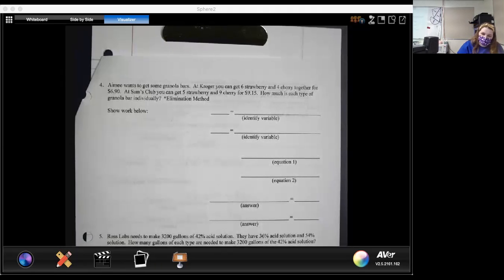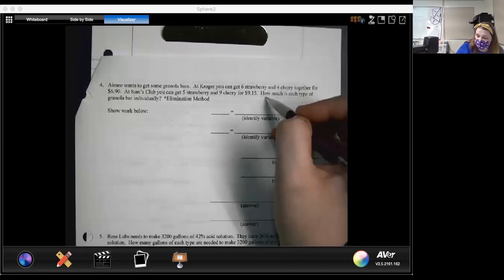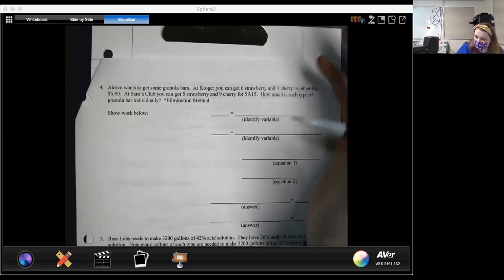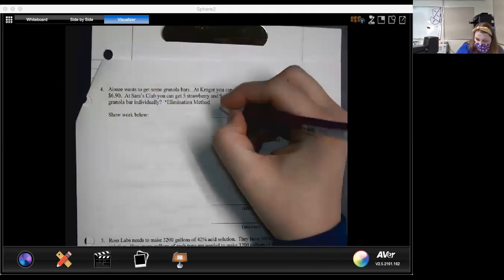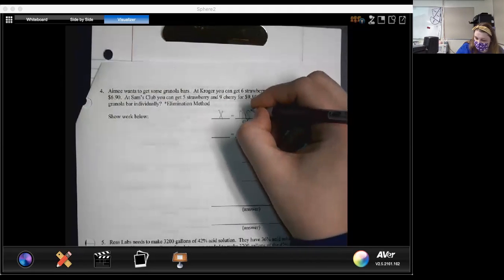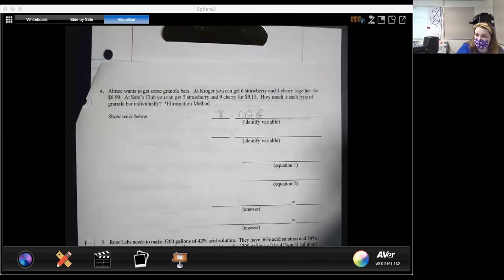X is number of strawberry. So a little bit more specific. Cost of. Okay, so the cost of is the important part. It does say how much is each type. So if you want to stick with X and Y, it's totally fine. X was going to be the cost of, and I said the strawberry and cherry is important.